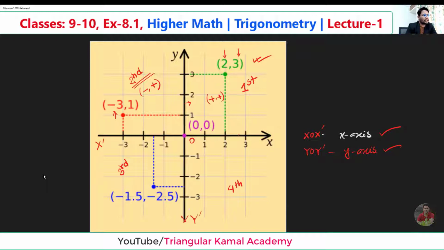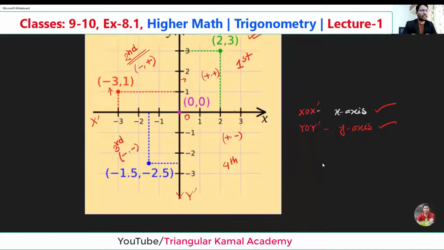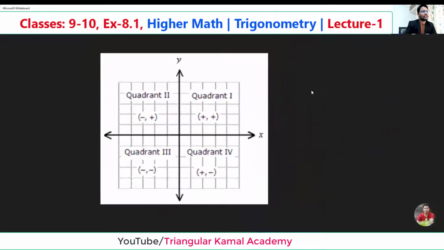Now see the third quadrant. Here in the third quadrant, x is negative on the left side, and y is downwards, so it's also negative. So x and y both are negative here. In the fourth quadrant, the right side of x is positive and the downward of y is negative. So first quadrant, second quadrant, third quadrant, fourth quadrant successively. The counting goes anti-clockwise: first, second, third, fourth.